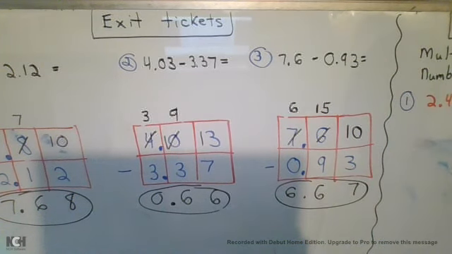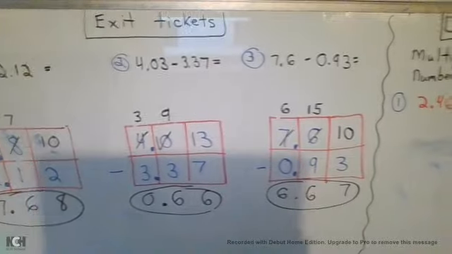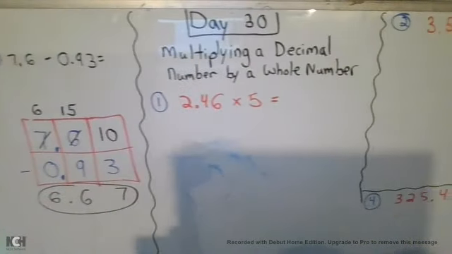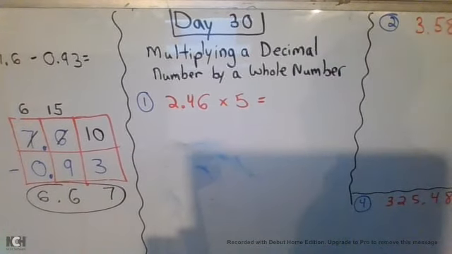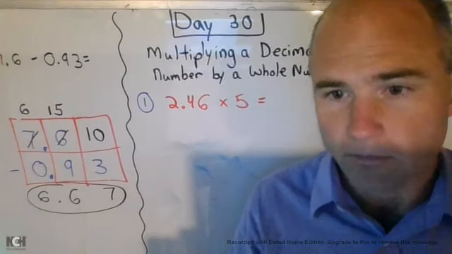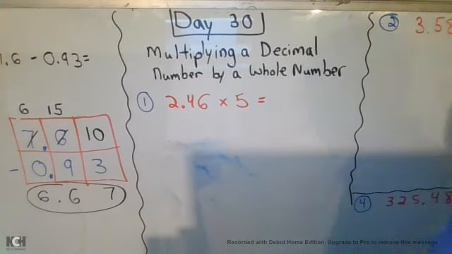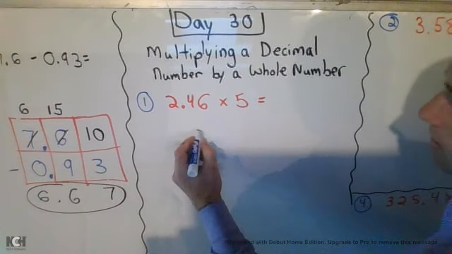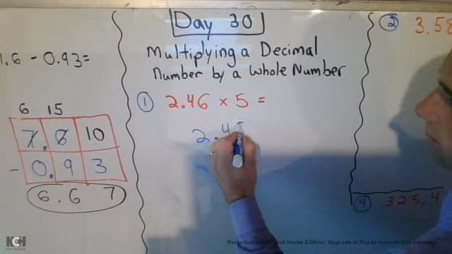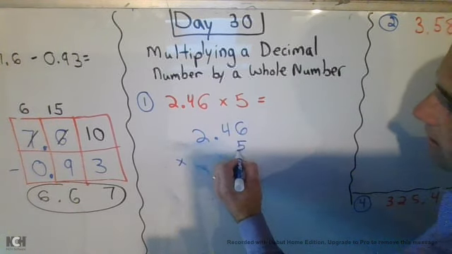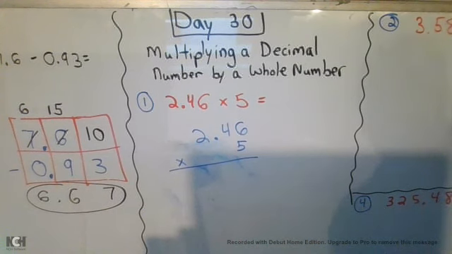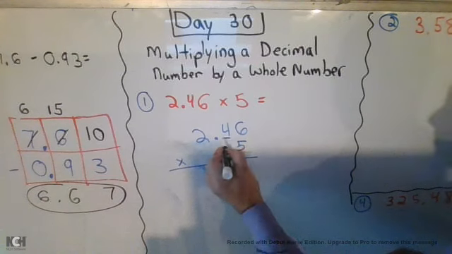All right, so today we are still sticking with decimals, but we are multiplying a decimal number by a whole number. A decimal number by a whole number. So let's start off somewhat easier, okay? So we're going to take 2.46 times it by the 5. All right? How many decimal places do I have there? Think to yourself. You should see I have 2 decimal places, the tenths and the hundredths.